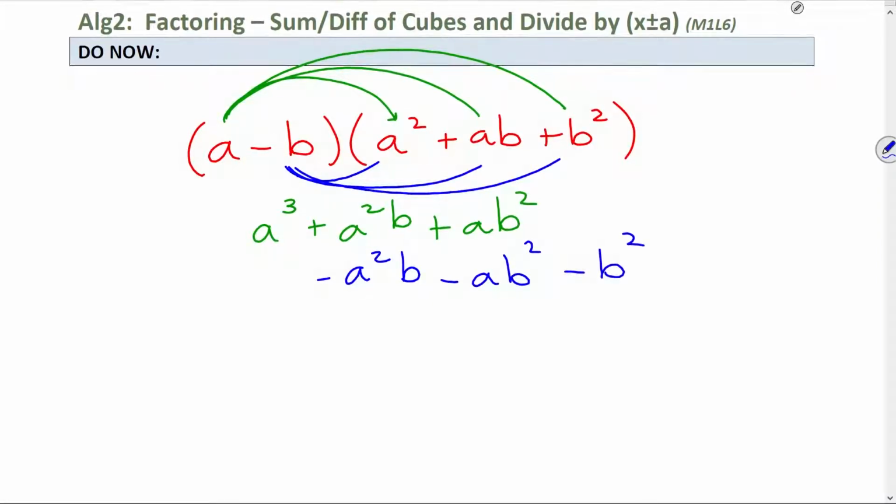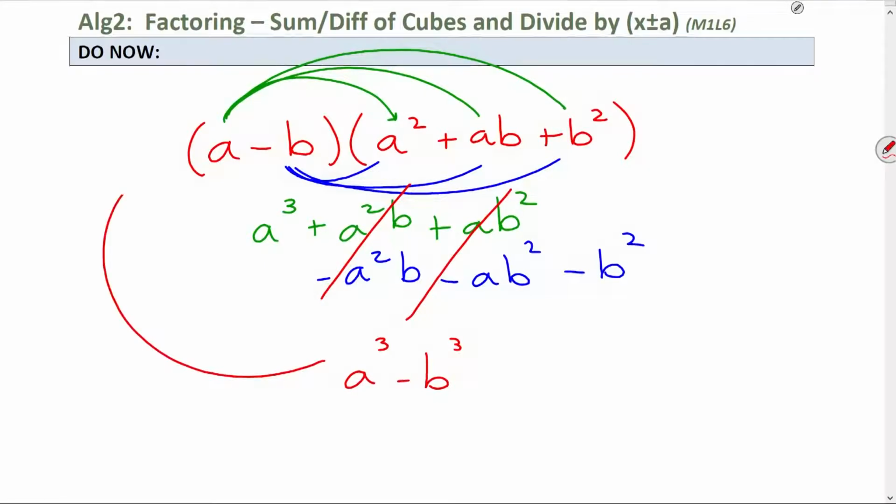Again, those different signs between the left binomial and the second term of the right trinomial create the perfect case that we need so that these middle terms cancel out, and this time I have a cubed minus b cubed, which means this factors into this case. Now, there is a case for the sum of cubes and the difference of cubes.